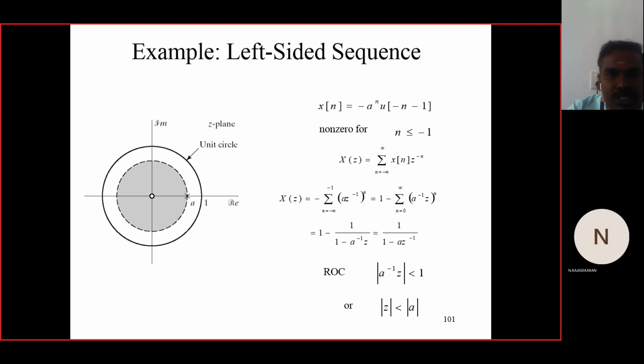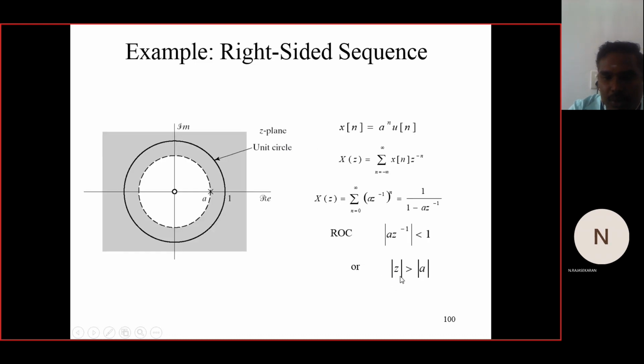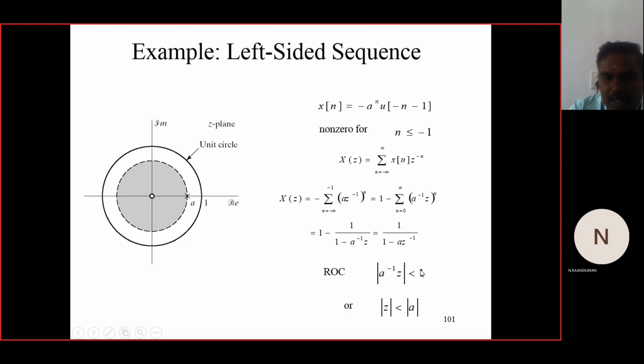Suppose the same sequence is a left-sided sequence. Here, for the right-sided one we had modulus of z is greater than a; similarly here, modulus of z is less than a. So you have a unit circle of 1, and a represented here. The convergence region will be less than a, so this portion will be shaded. This is the difference between a right-handed sequence and a left-handed sequence.